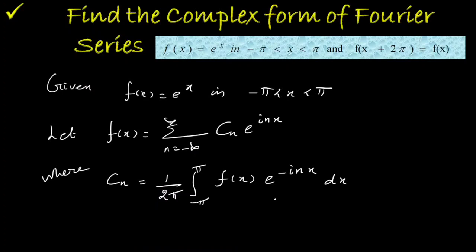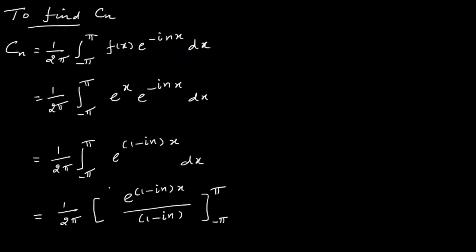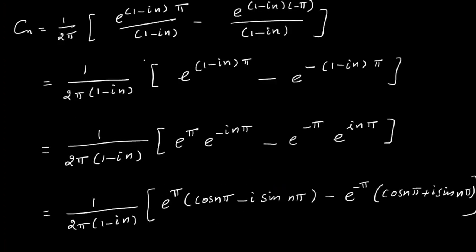So given f of x, to find the general form we make use of this formula. Cn is equal to, this is the formula, you replace f of x by e power x. Here x is a constant term, so take it common, and integrating you get e power x divided by the coefficient of x in the denominator. Next, upper limit minus lower limit, let me substitute. Then you have to take these two terms common and take it outside, and take this pi inside. Okay, that's all.